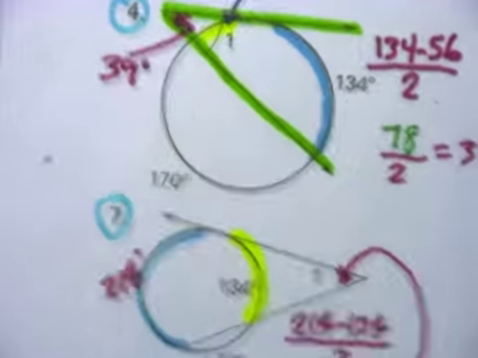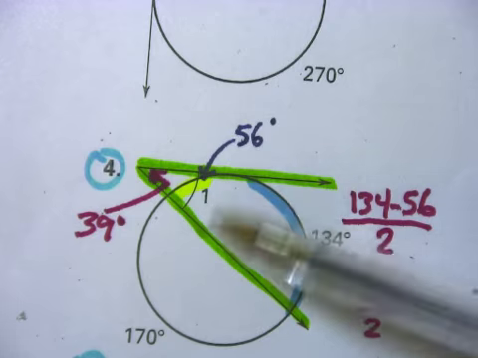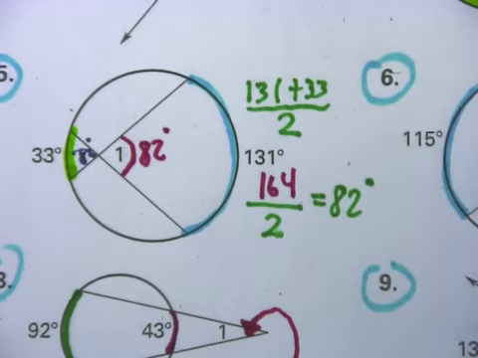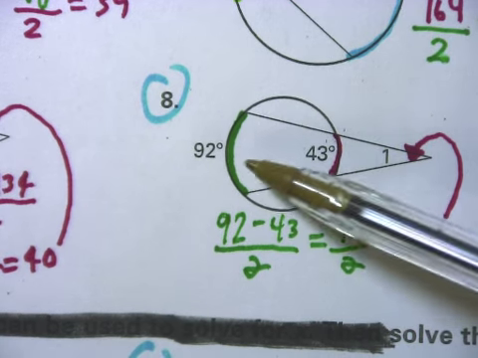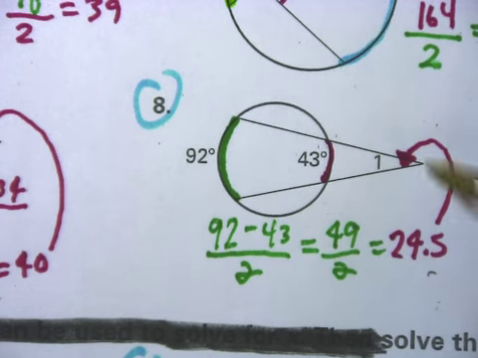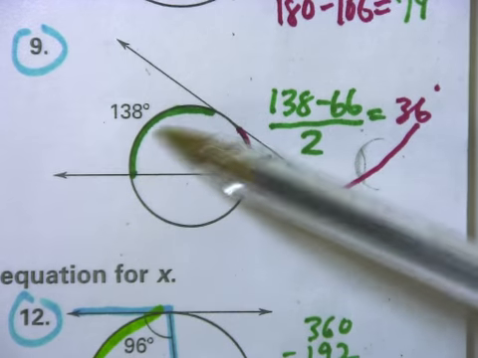Arcs are between the two lines. All of the arcs here, between the two lines. This blue arc and this yellow arc are between them. Those are my ones of interest, right? Just wanted to point that out. So I subtract these, divide by 2, and I get 24.5.